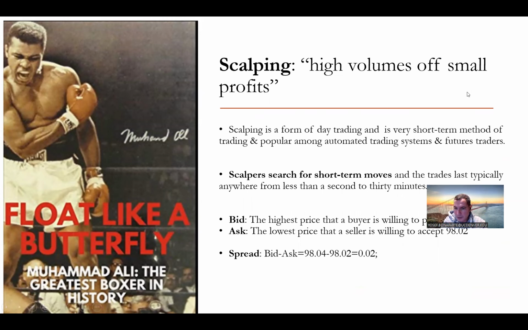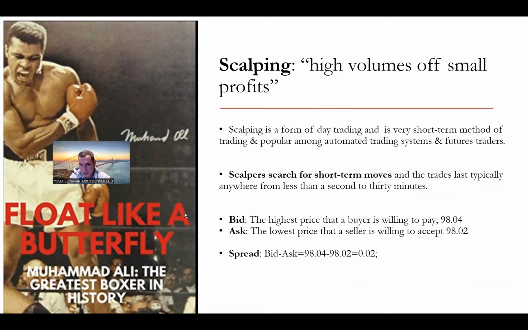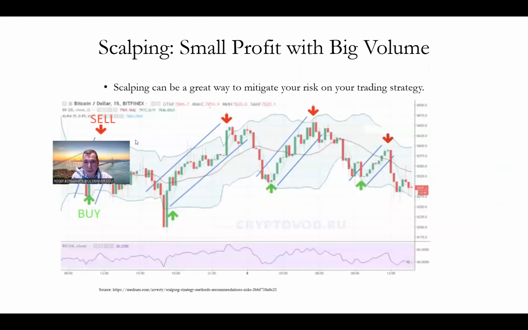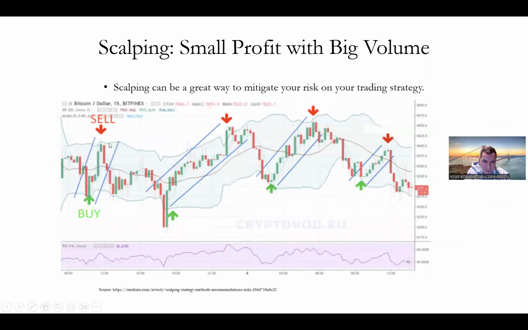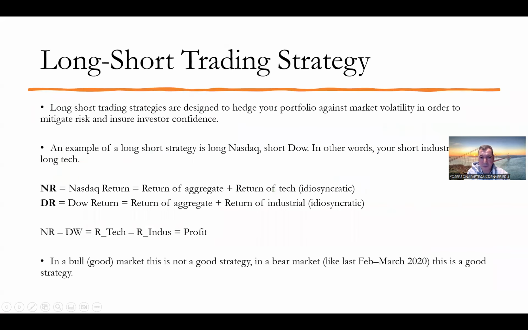For example, somebody is willing to pay 98, say $1.44, and somebody wants to sell it for 98.02. So you make that 2 cents spread. And as I said, this is a small window of trading. This is a buyer, this is a seller, and between those you can make a trade. That's scalping.